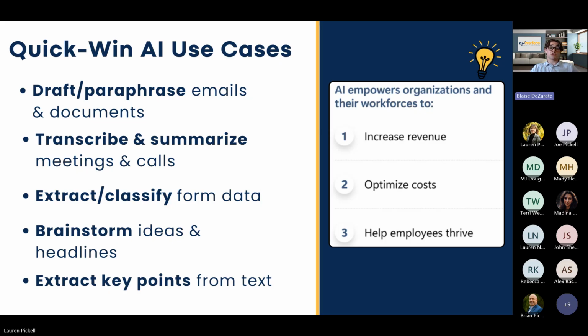Next up would be brainstorm ideas and headlines. So let's say you work in marketing. Use a prompt like, give me 5 catchy email subject lines for our June newsletter. This way you can instantly overcome writer's block. You'll see a range of creative options to plug right into your campaigns.